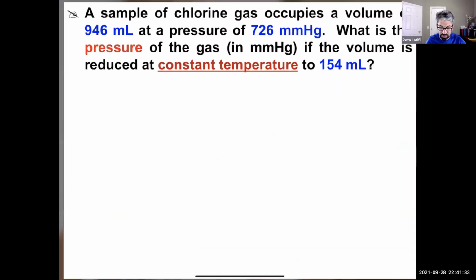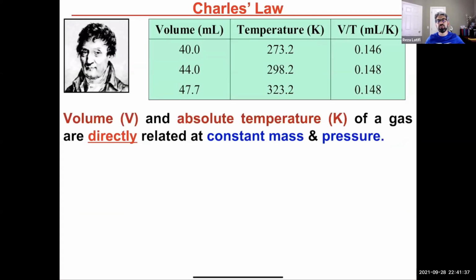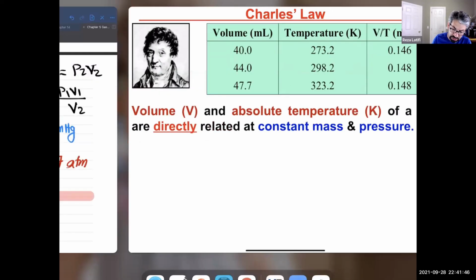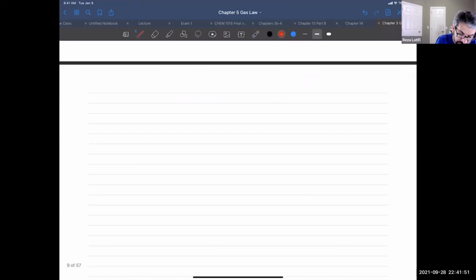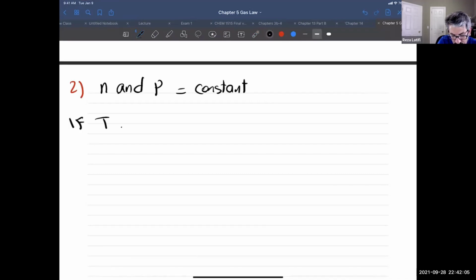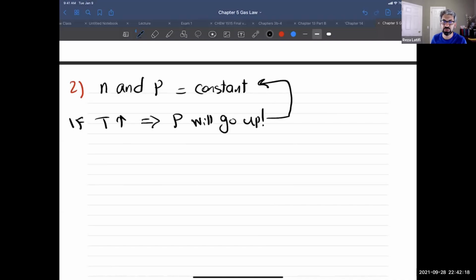Okay. Next question, which is the Charles law. Charles law says keep number of mole and pressure constant. So keep number of mole and pressure constant. Okay. Here's the second law, keep N and P constant. We know if temperature goes up, pressure will go up. But they are telling you, keep it constant. Don't change the pressure. In order to keep the pressure constant, you have to expand the volume. You have to increase the volume. V must go up.